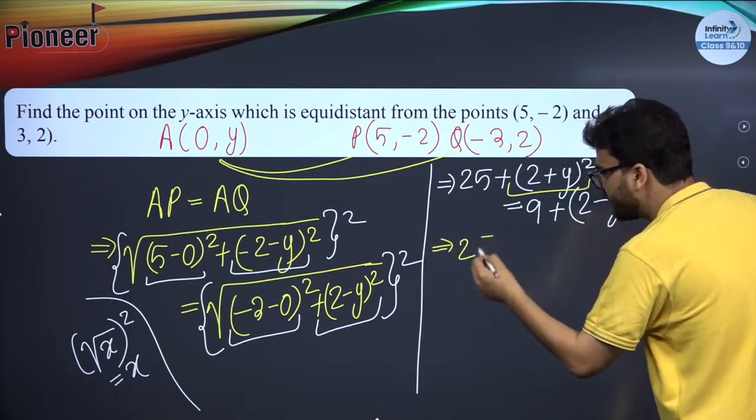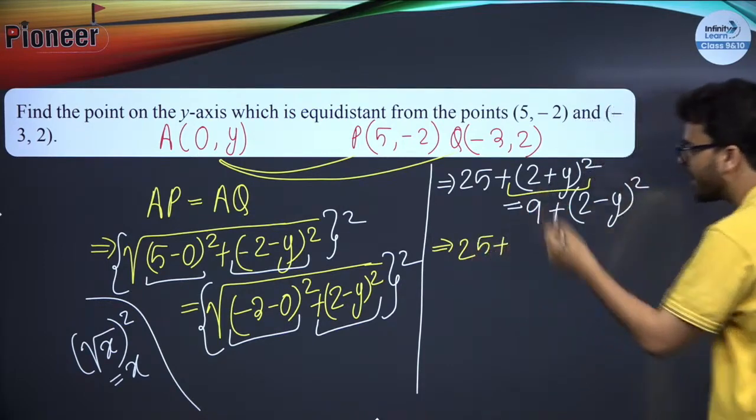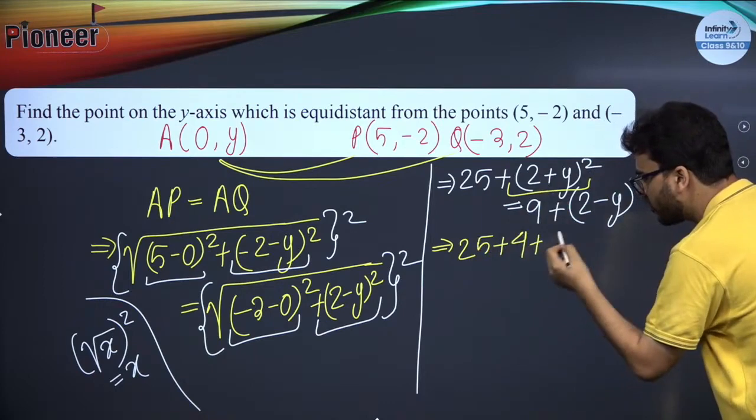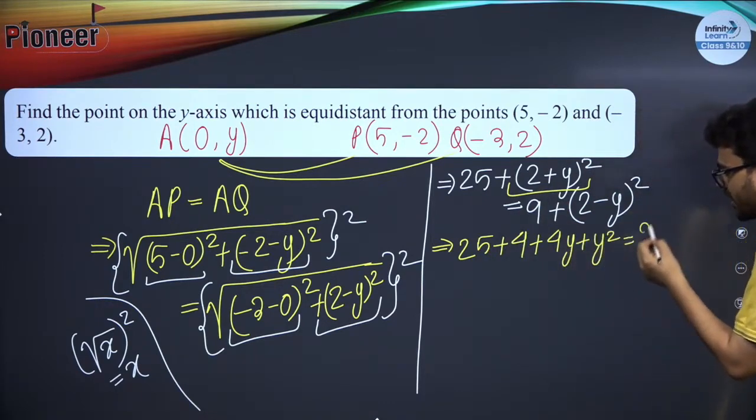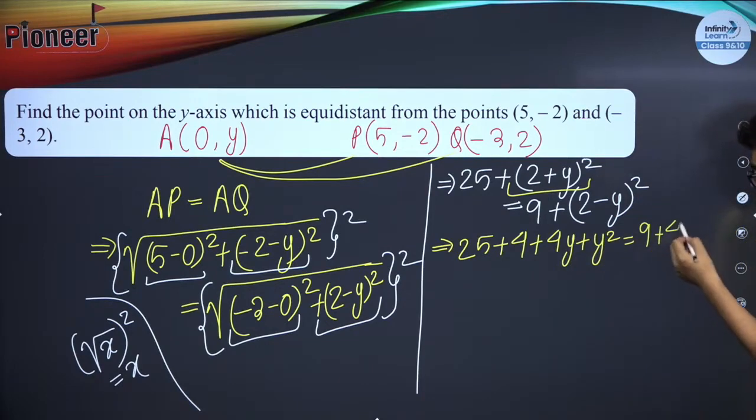You see, this is 25. This is nothing but 4 plus 4y plus y square, and that is equal to 9 plus 4 minus 4y plus y square. I hope this is clear. So you see, this will be cancelled out over here, guys. Let's simplify. It is just an equation.